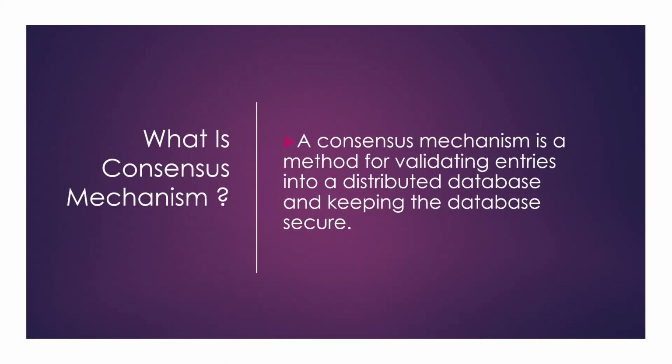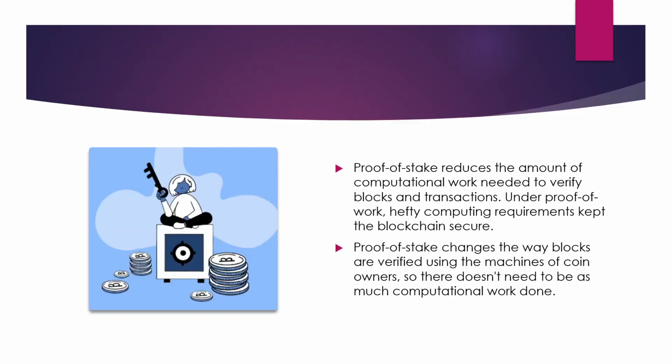Then, we should understand what is consensus mechanism. A consensus mechanism is a method for validating entries into a distributed database and keeping the database secure. Proof of stake reduces the amount of computational work needed to verify blocks and transactions. Under proof of work, hefty computing requirements kept the blockchain secure. Proof of stake changes the way blocks are verified using the machines of coin owners, so there doesn't need to be as much computational work done.